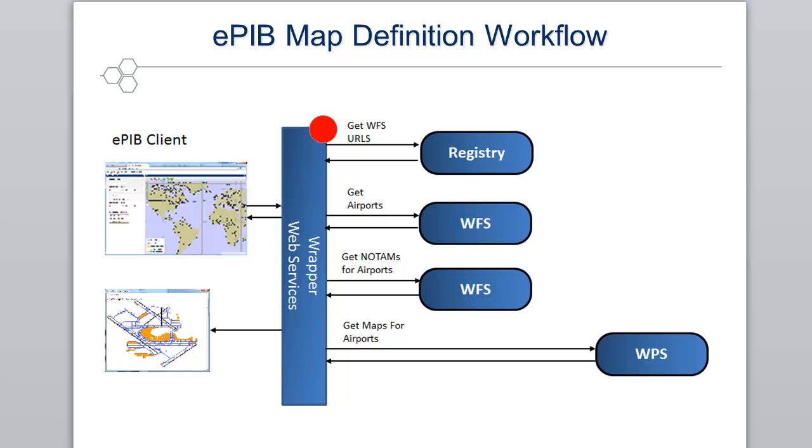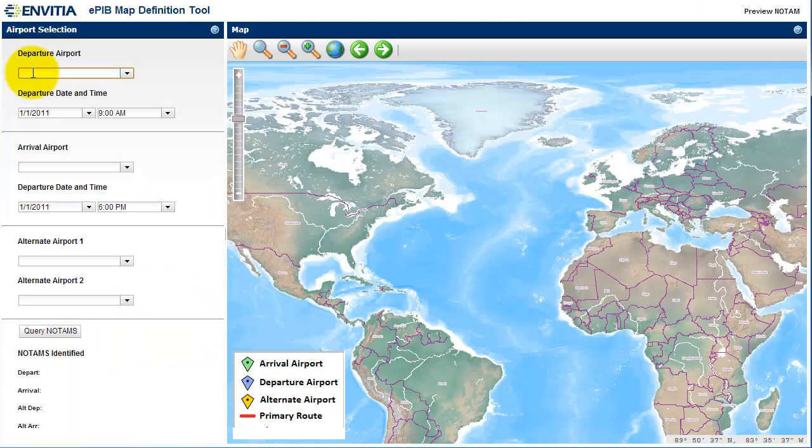These OGC services include a registry which coordinates which services are used in a multi-authority or region environment. There are also a number of web feature services delivering data for different flight authorities or regions. They are used by the client to provide an airport gazetteer and also to retrieve NOTAMs relevant to the airport selected. Lastly, there is a web processing service, which is the interface between the definition and generation phases of the workflow. The ePIB workflow is invoked from a standard browser.